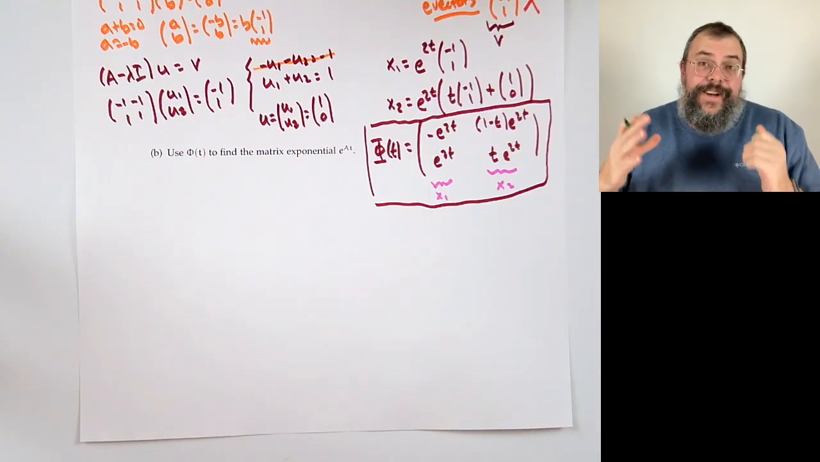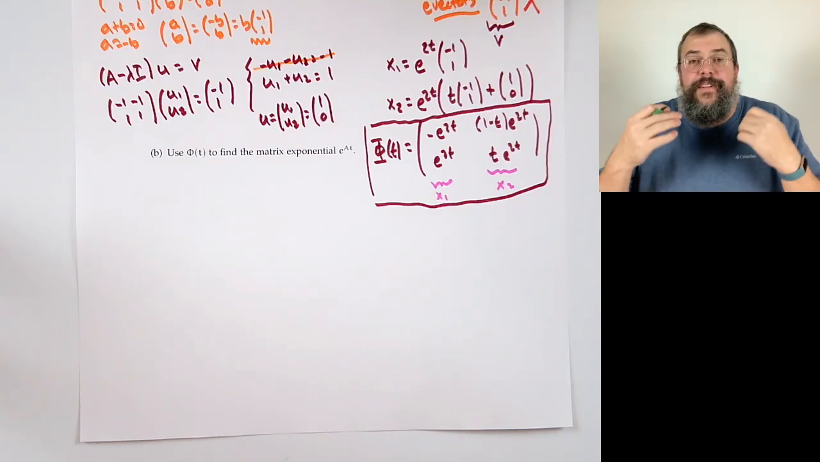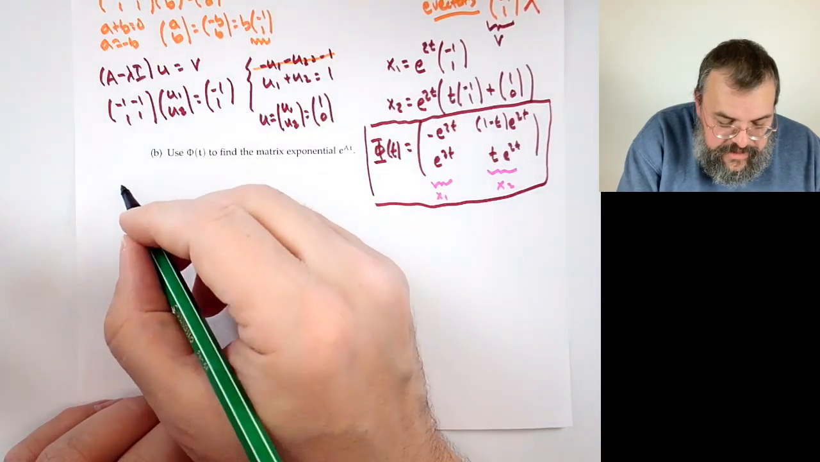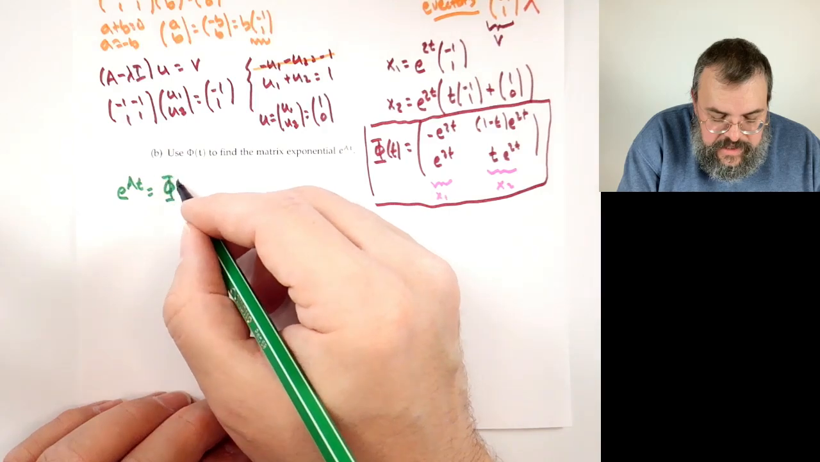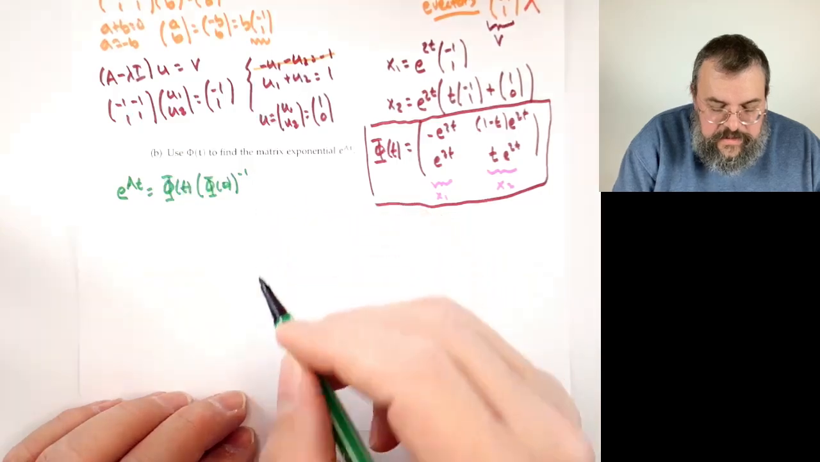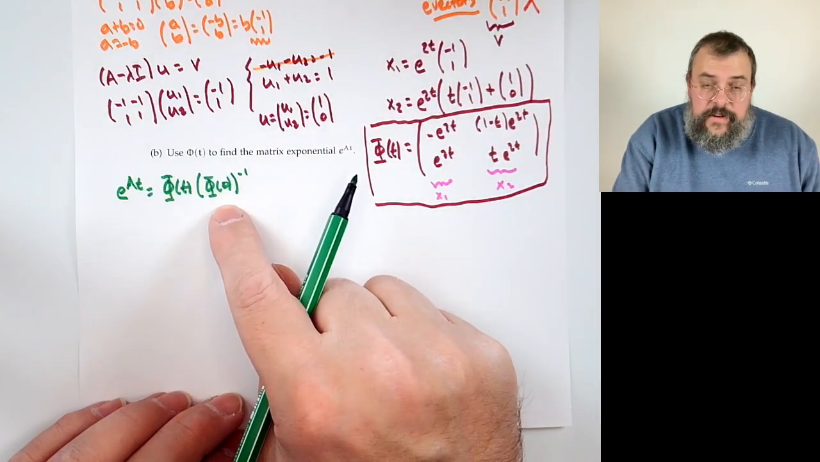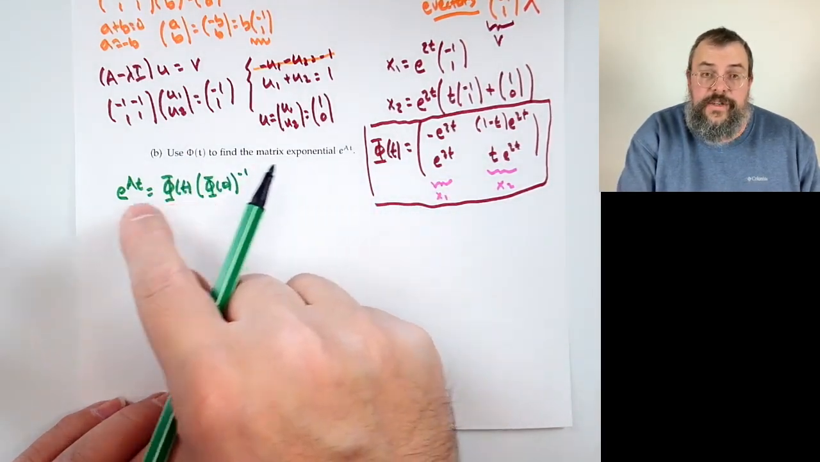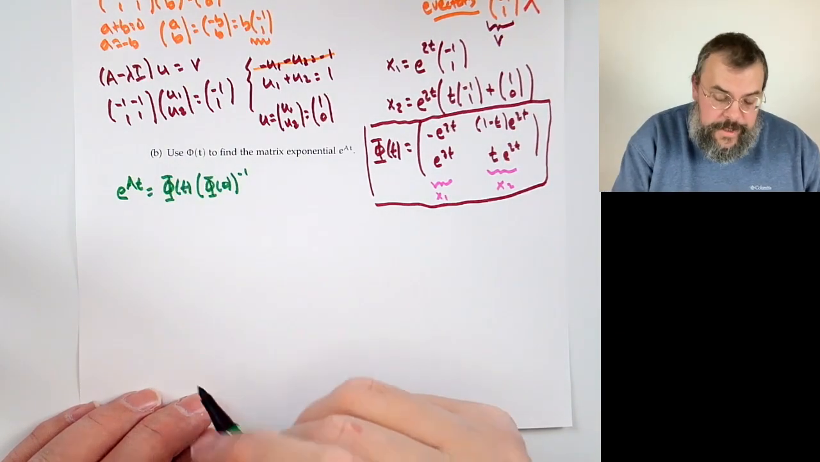Well, the answer is it turns out e to the At is a fundamental matrix. In some sense, it's the special fundamental matrix. And we have this nice basic fact that e to the At is equal to phi of t times phi 0 inverse. So if we find phi 0 inverse, and we have phi of t, then do the multiplication, we get e to the At. All right, well, let's do the work.